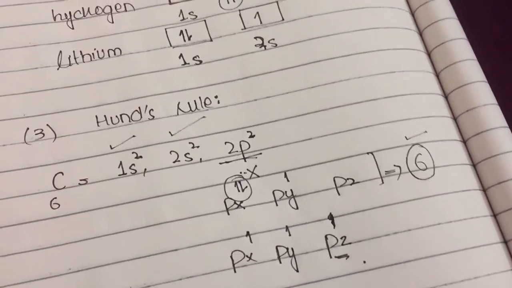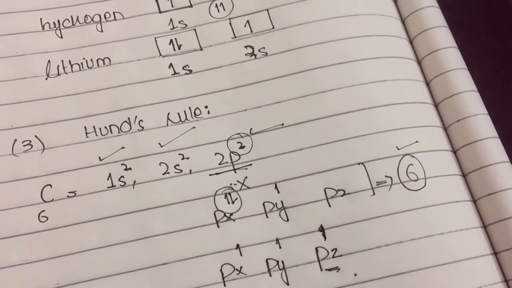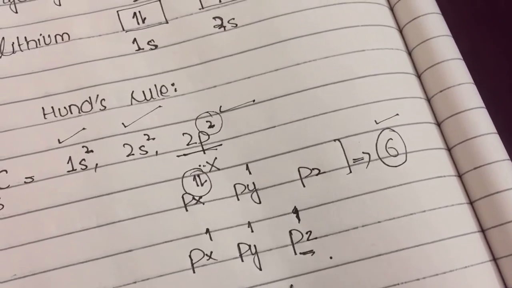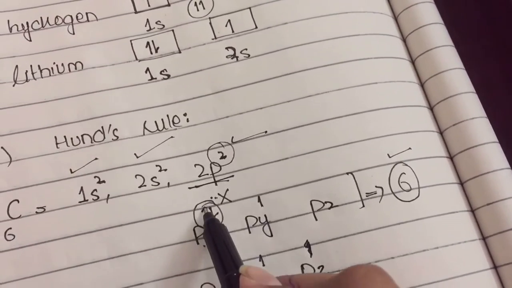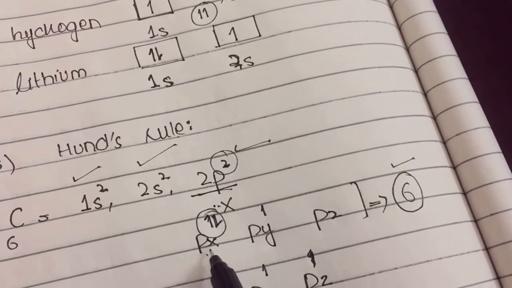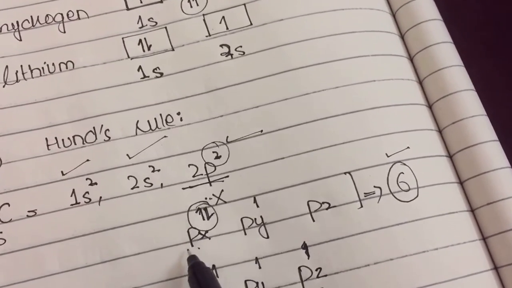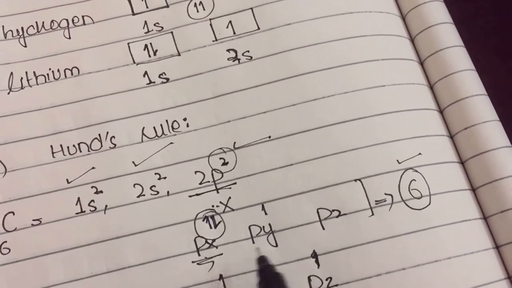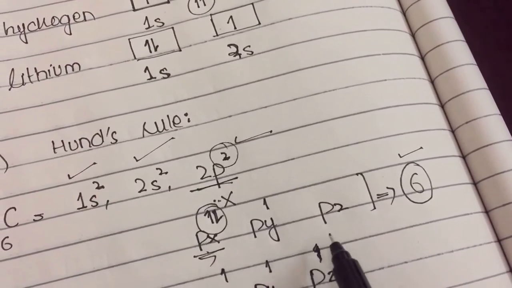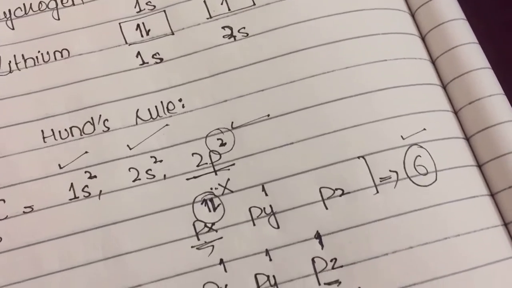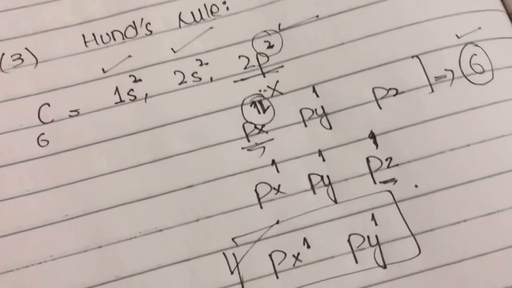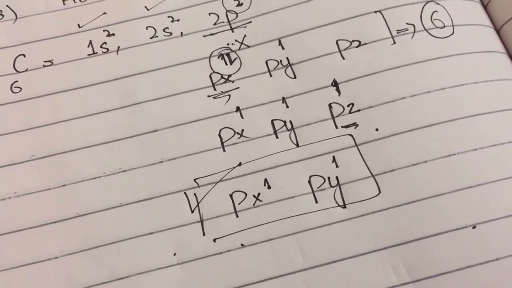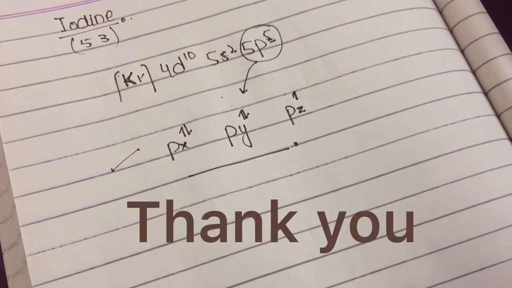As in carbon there are 2 electrons in the p orbital, it will be filled just like this and this, not like this, where both electrons are filled with opposite spin into the same degenerate orbital, which is px. No, with single spin in different degenerate orbitals, and this is the correct way of distribution of electrons. So this was all about electronic configuration. That's all from my side. Thank you.